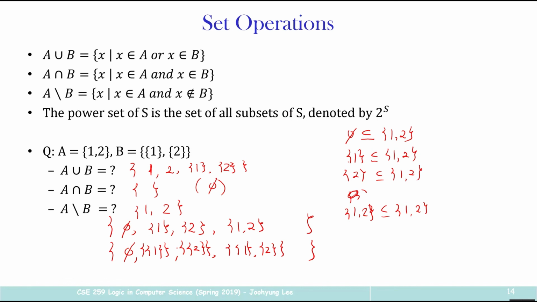So in general, if you have m elements, then there are 2 to the power of m subsets that you can form. Any questions up to today's material?